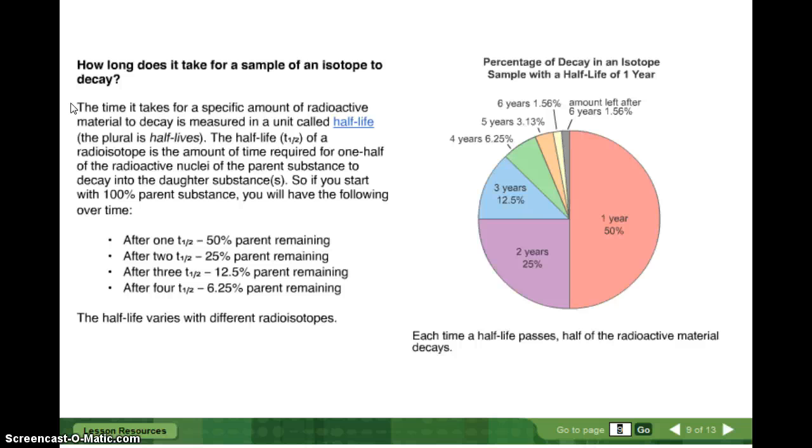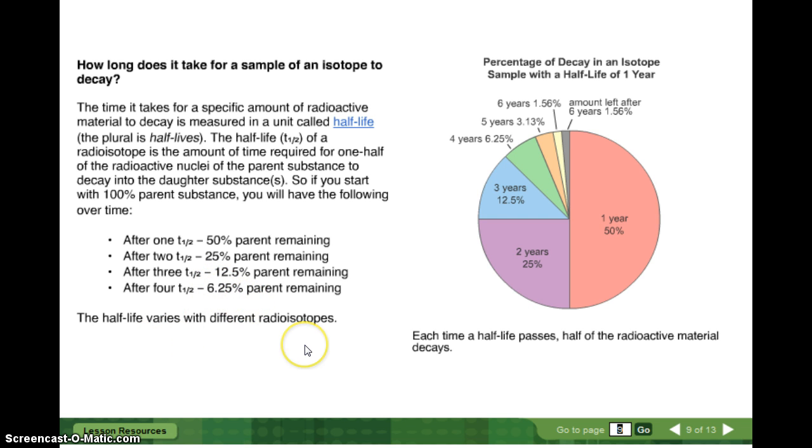The half-life, which is abbreviated T sub 1/2, so half the time, of a radioisotope is the amount of time required for 1/2 of the radioactive nuclei of the parent substance to decay into the daughter substances. So if you start with 100% parent substance, you will have the following over time. After 1 half-life, half is remaining. After 2 half-lives, a quarter. After 3, an eighth, or 12.5%. After 4, you have only 6.25%.